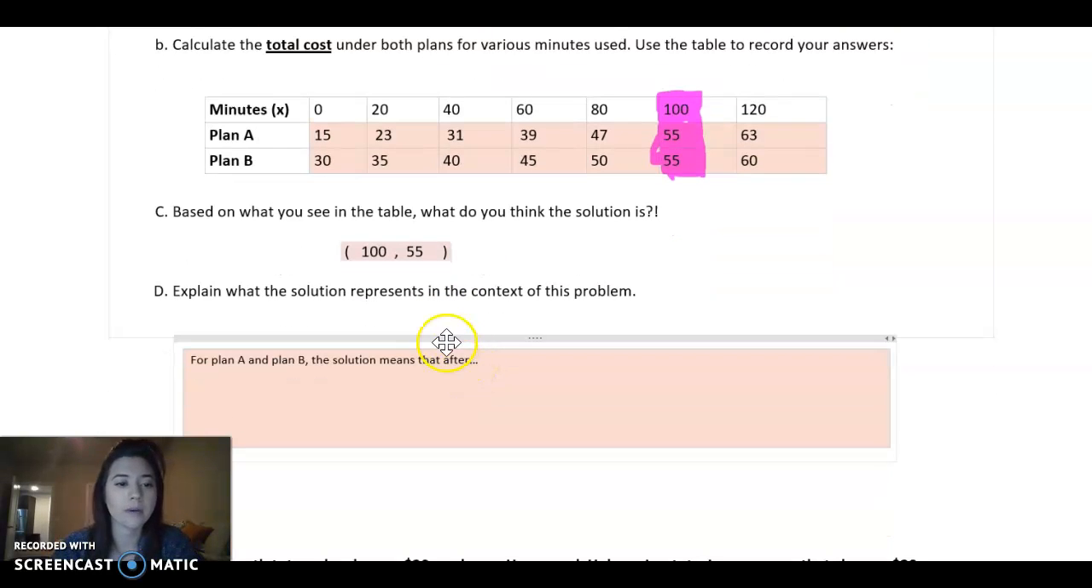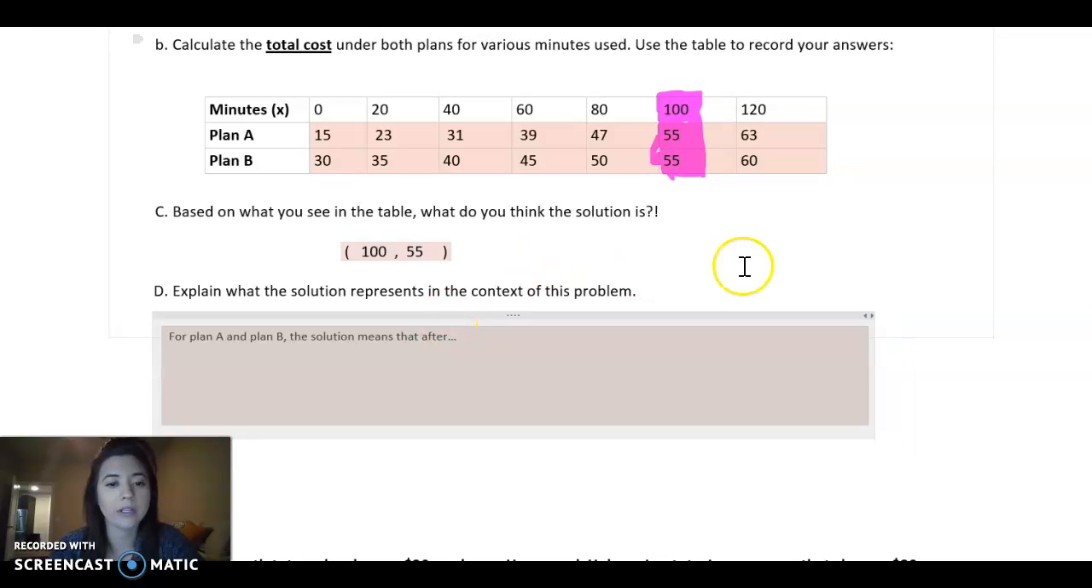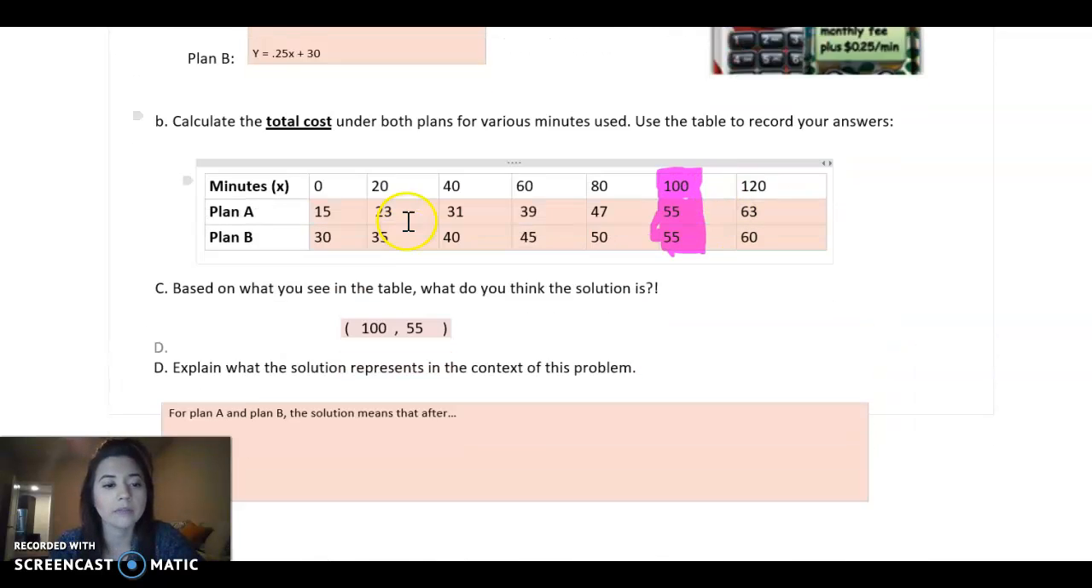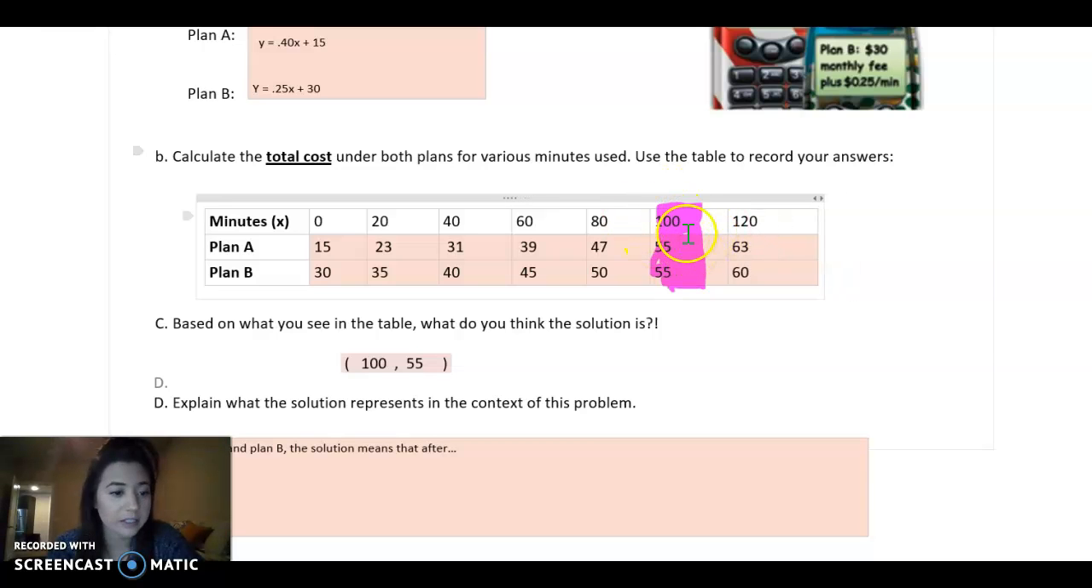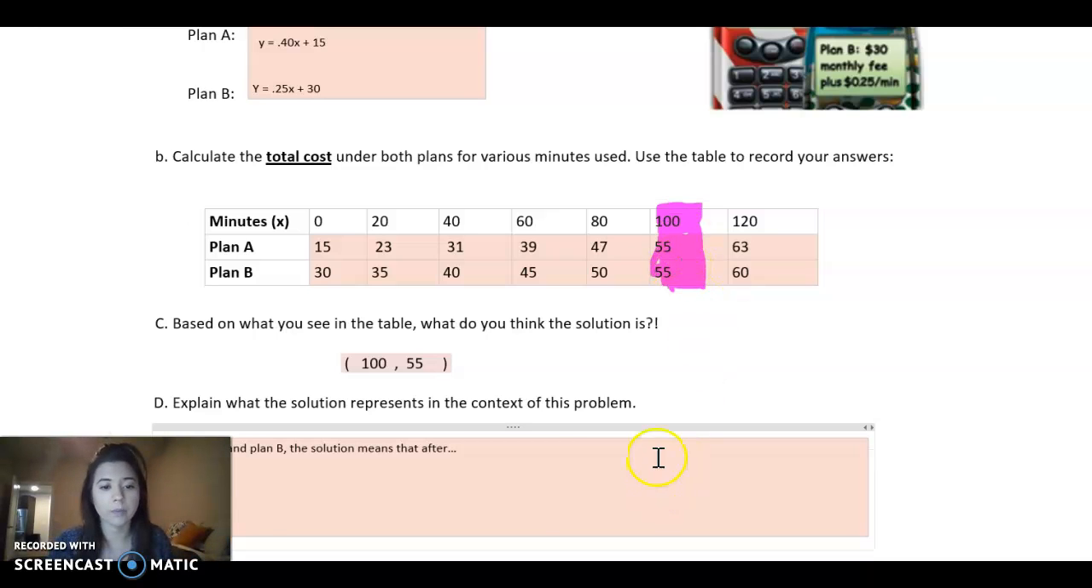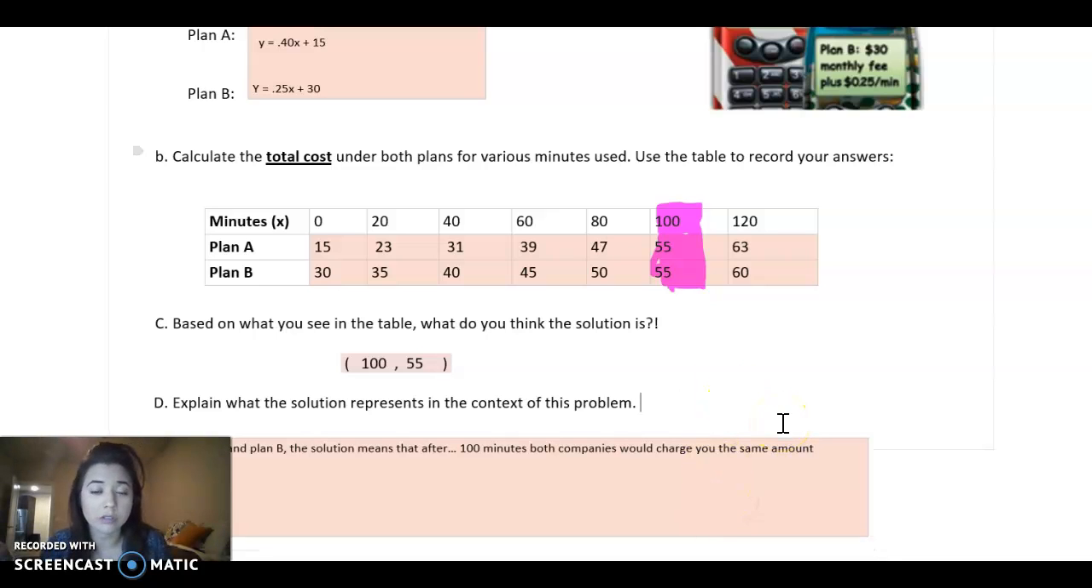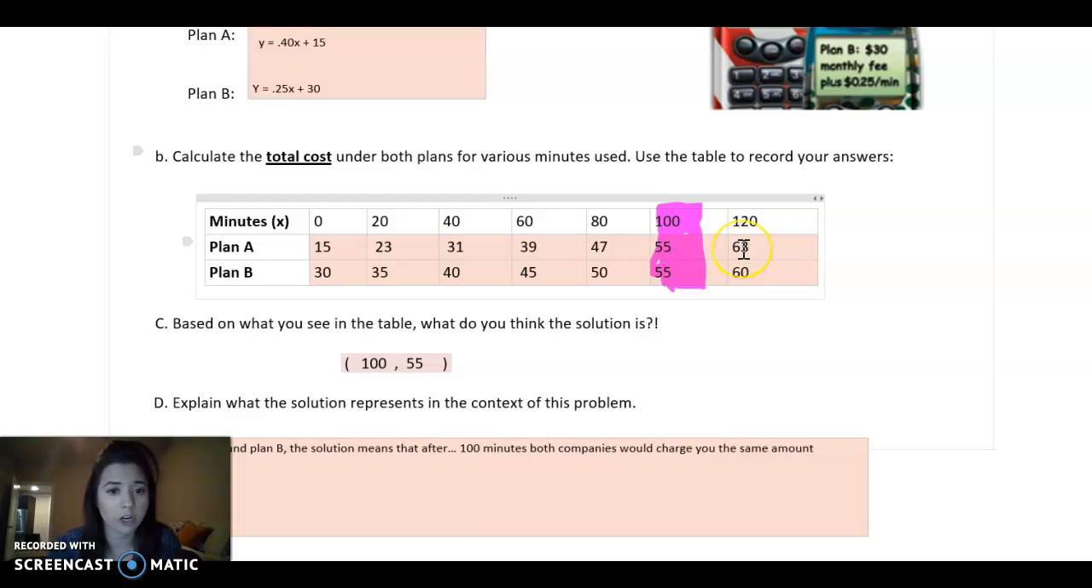So now what I want us to talk about is, well, what does that mean? What does this solution represent? Well, for plan A and plan B, the solution means that after x, which x represents minutes, so after 100 minutes, what happens to the price from both companies? They're the same. So after 100 minutes, both companies would charge you the same amount. So if you know you're going to use 100 minutes, does it matter what company you choose? No, because they both charge the same.